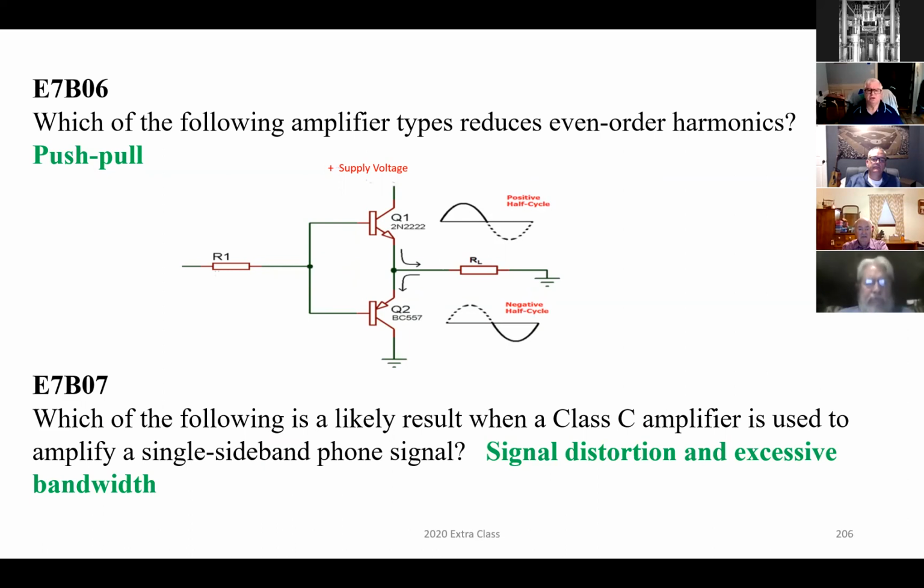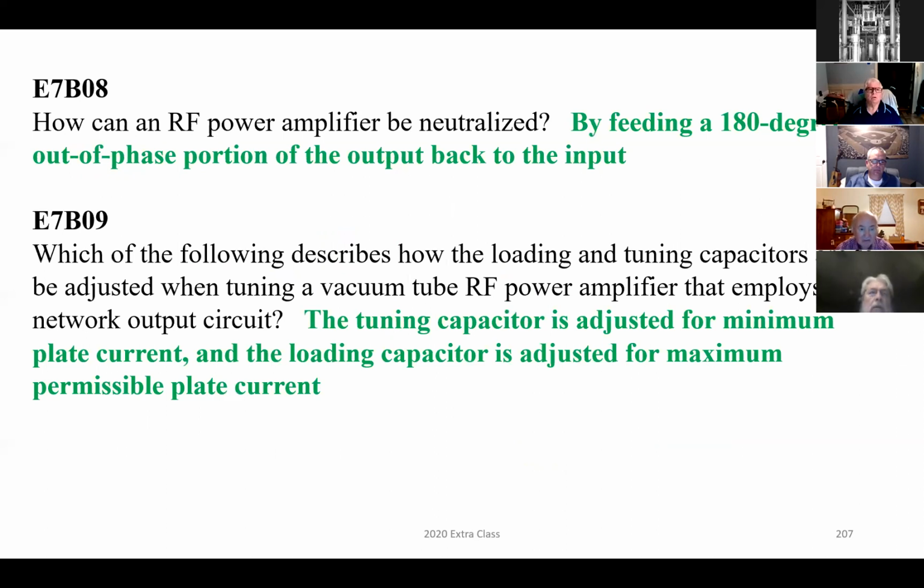Okay, which of the following is a likely result when a Class C amplifier is used to amplify a single sideband phone signal? That would be signal distortion and excessive bandwidth. Okay, how can an RF power amplifier be neutralized? By feeding a 180-degree out of phase portion of the output back to the input.